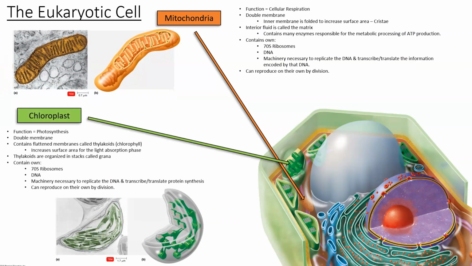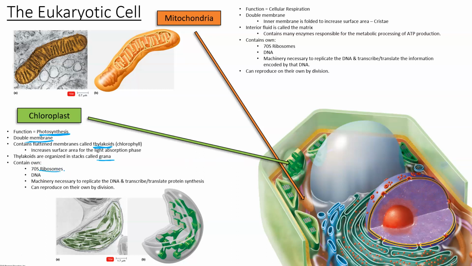The chloroplast is a structure that is only found in plant cells, and it functions in the process of photosynthesis. They too have a double membrane. They also have structures that are flattened to increase surface area. Those are called thylakoids. The thylakoids are oriented in stacks called grana, and they too have a fluid on the inside of the chloroplast called stroma.